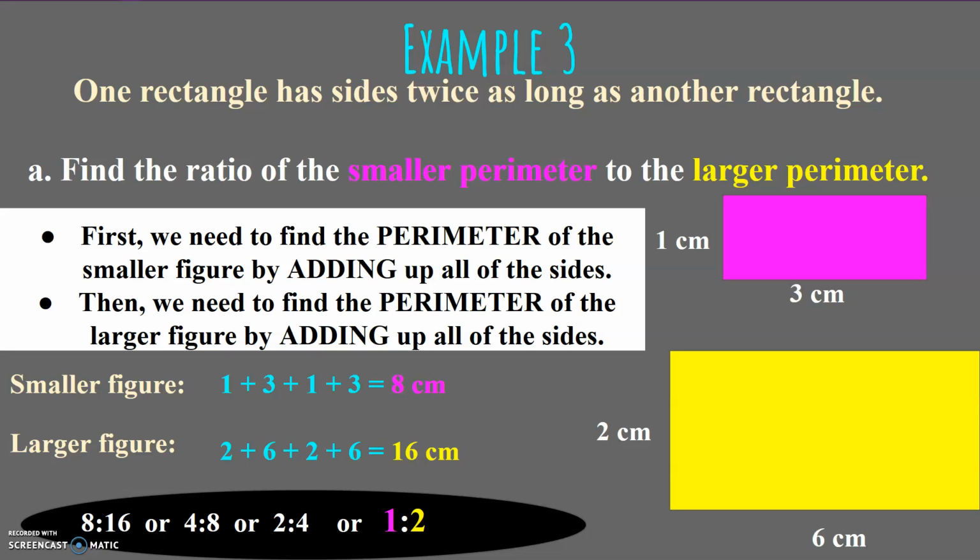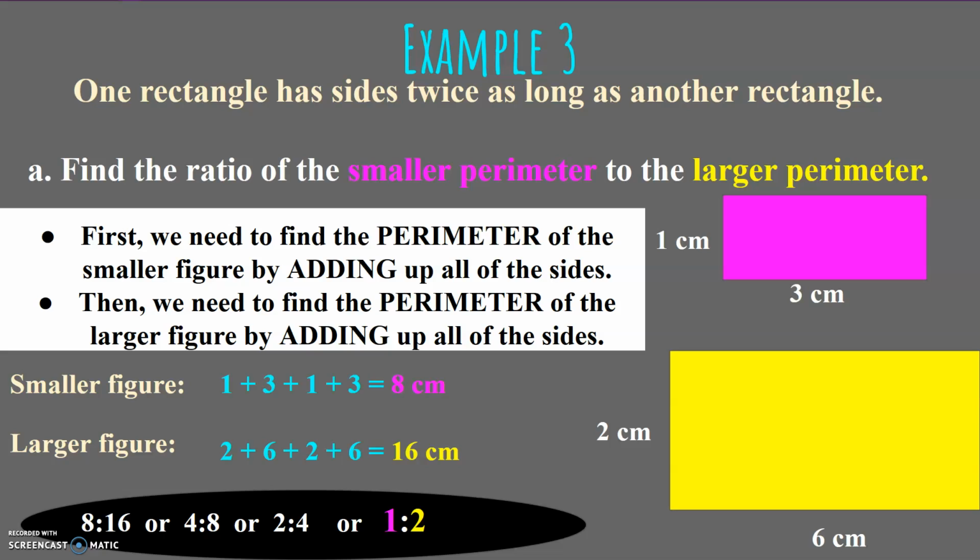Looking at the ratio of 1 to 2, we know that for every 1 centimeter of perimeter of the smaller rectangle, there are 2 centimeters of perimeter in the larger rectangle. The larger rectangle has a perimeter that is twice as large, twice as long. If we laid all the sides out flat, straight, the larger rectangle would have side lengths twice as long as the smaller rectangle.